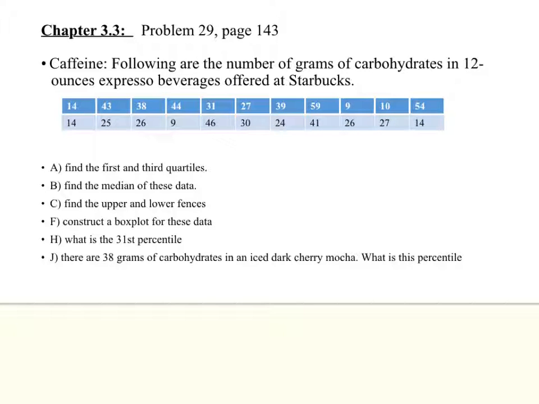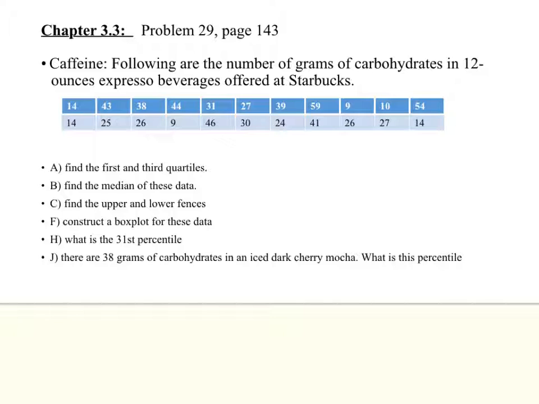This problem is number 29 on page 143. We're looking at chapter 3.3. In this particular problem, caffeine, the following are the number of grams of carbohydrates in 12-ounce espresso beverages offered at Starbucks.